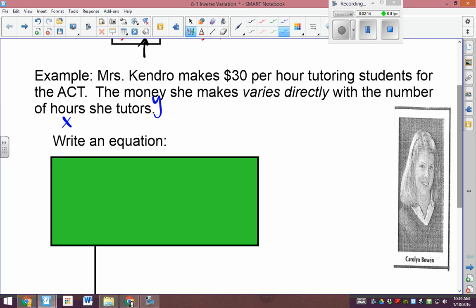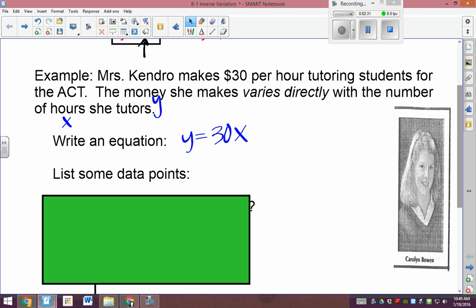So what's an equation that would represent that situation? y equals kx. So 30x. $30 times the number of hours that she works equals the money she makes. Right, and the 30 is constant, that doesn't change, so that's kind of your clue that that's your k.